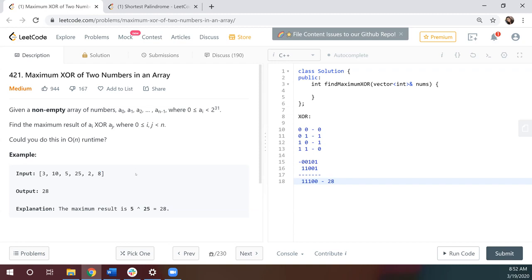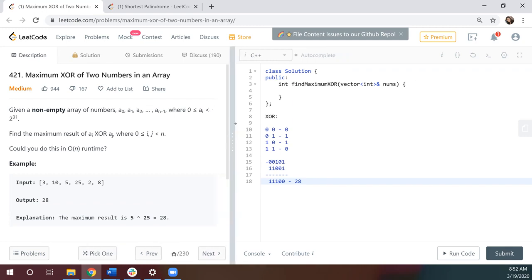I did it with this, and I got just one case with TLE. So they are expecting some other solution, which needs to be done in order of n time, and I think it should be related to some bit manipulation. Does anyone have any idea how to solve this question, or has anyone solved this? I did this using a greedy and trie approach.